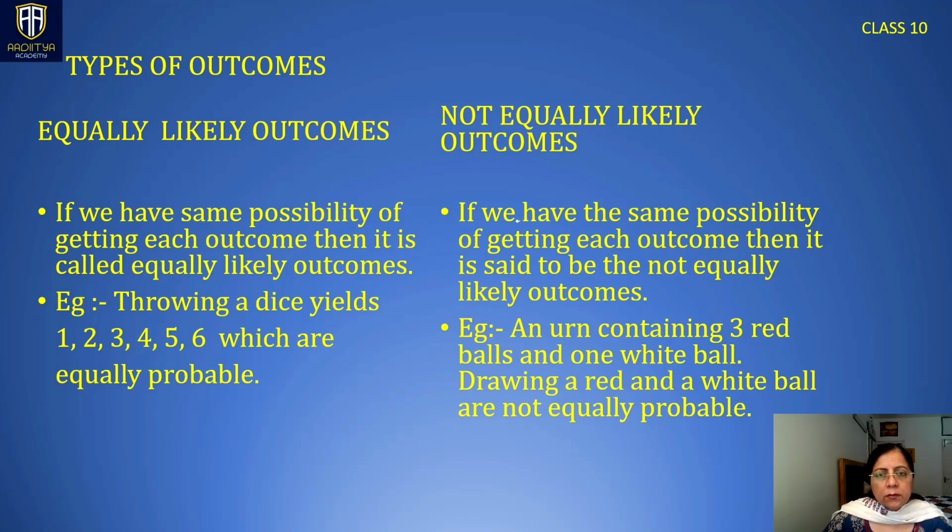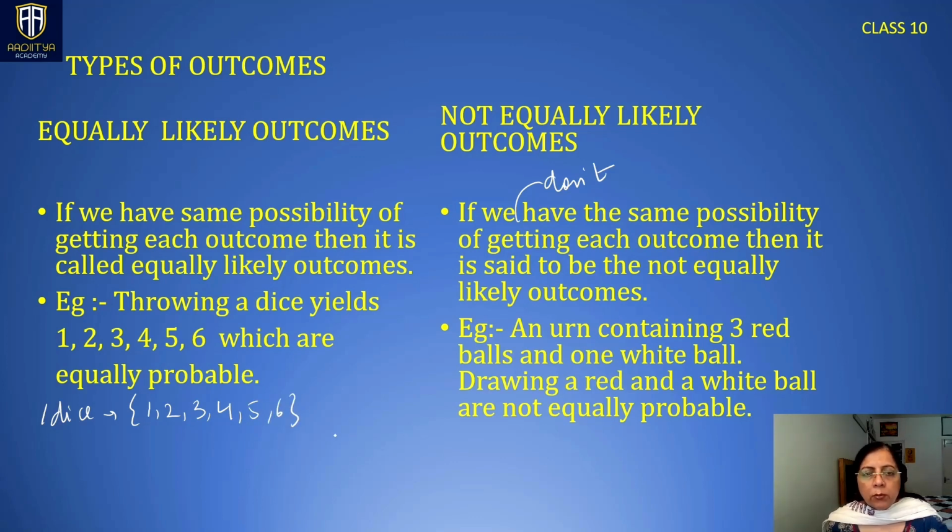Like, if we have the same possibility of getting each outcome, like in case of throwing a dice, the sample space for the experiment becomes 1, 2, 3, 4, 5, 6. These are 6 possible outcomes and each outcome is an elementary event for this experiment.